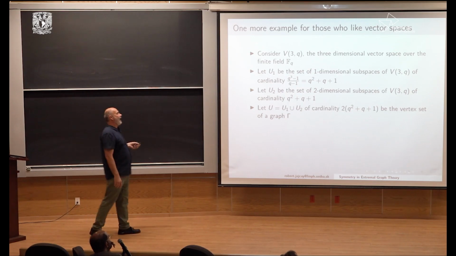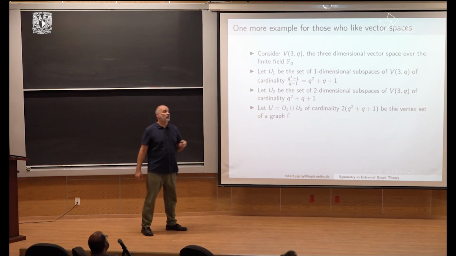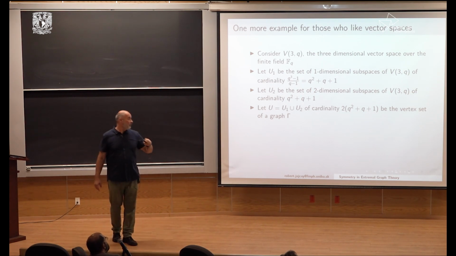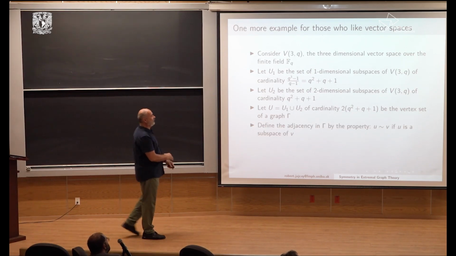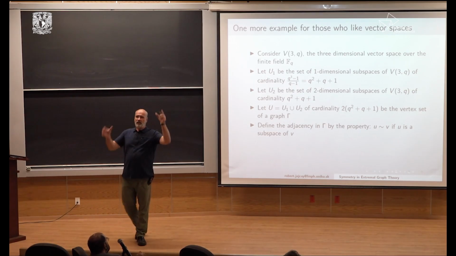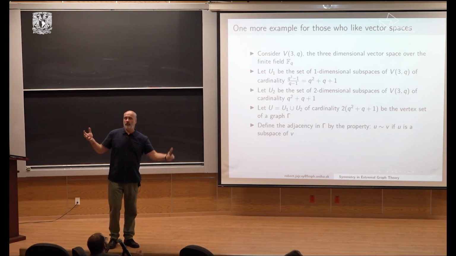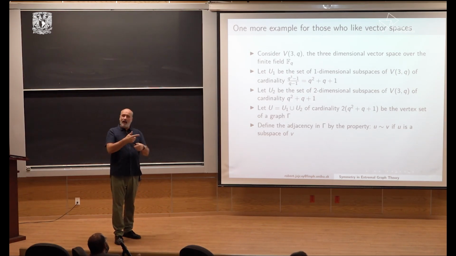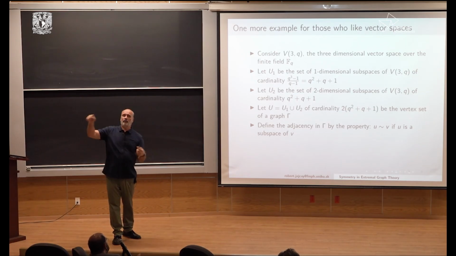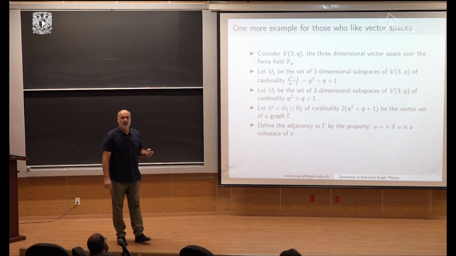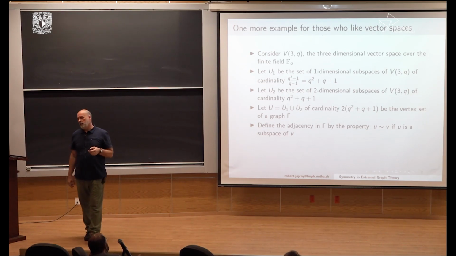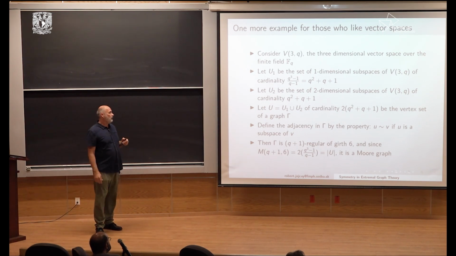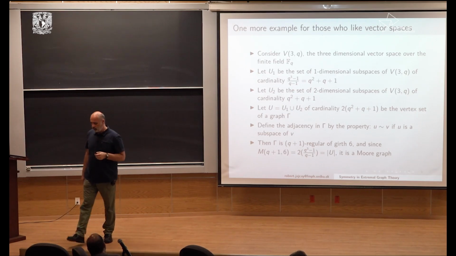And I consider a graph whose vertex set is the union of these two. Okay, so I now have 2 times (q squared plus q plus 1) vertices. And the adjacency is simply if something is a subspace of something. So it's a bipartite graph. On the left side, if you wish, you have the one-dimensional spaces. On the right side, you have the two-dimensional spaces. And you have an edge if the one-dimensional subspace is a subspace of the two-dimensional one. Yeah? It's very easy to see that it's a regular graph. Yeah? It's q plus 1 regular. Every one-dimensional space is contained in q plus 1 two-dimensional spaces.